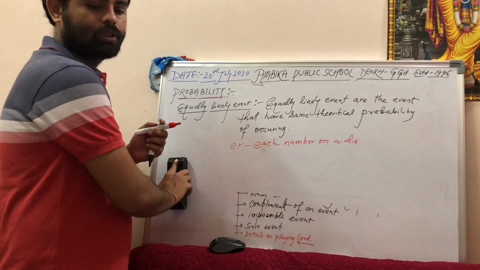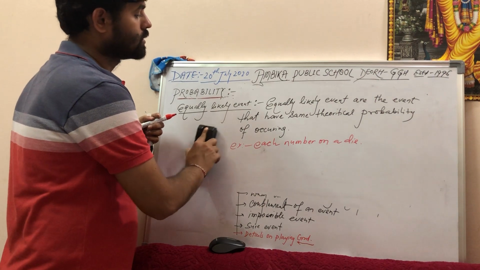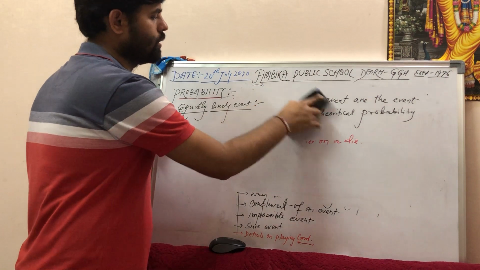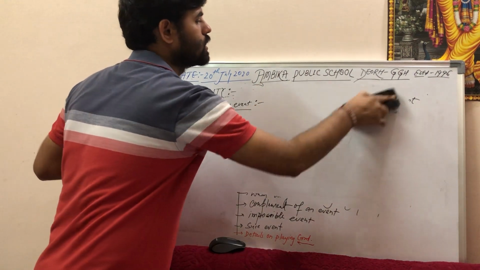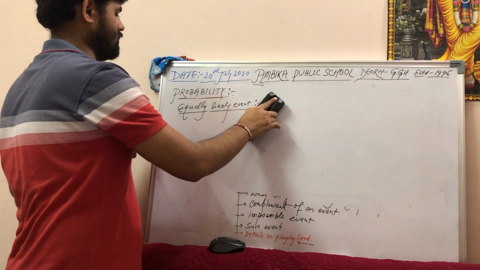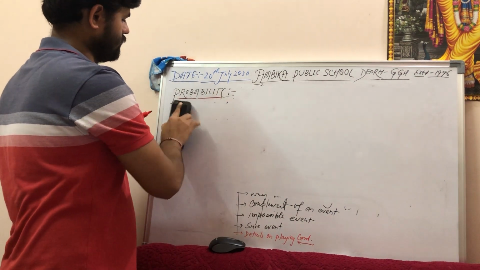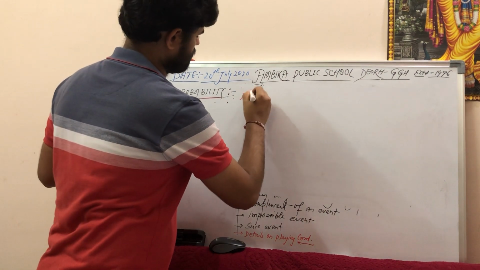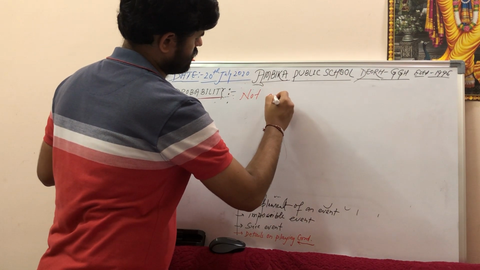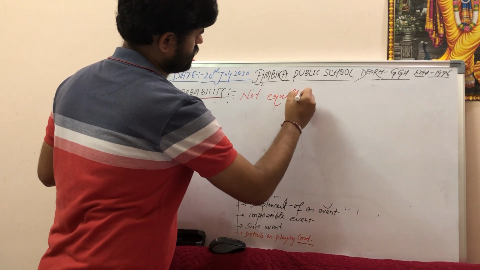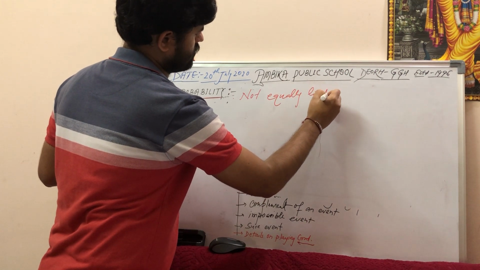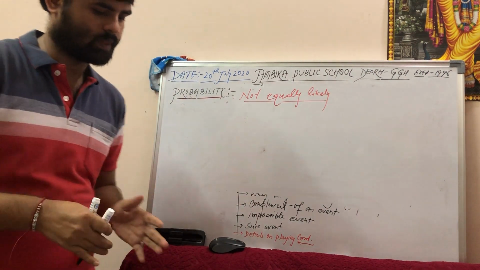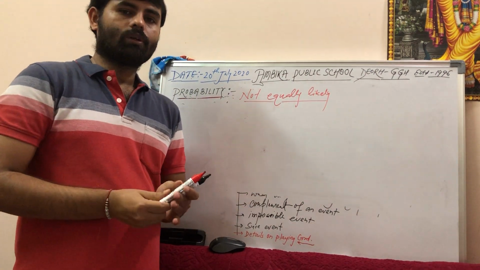Next, just opposite to that, is equally likely and not equally likely, right? So the opposite of equally likely is not equally likely. Topic is not equally likely. See, I told you one example, okay.